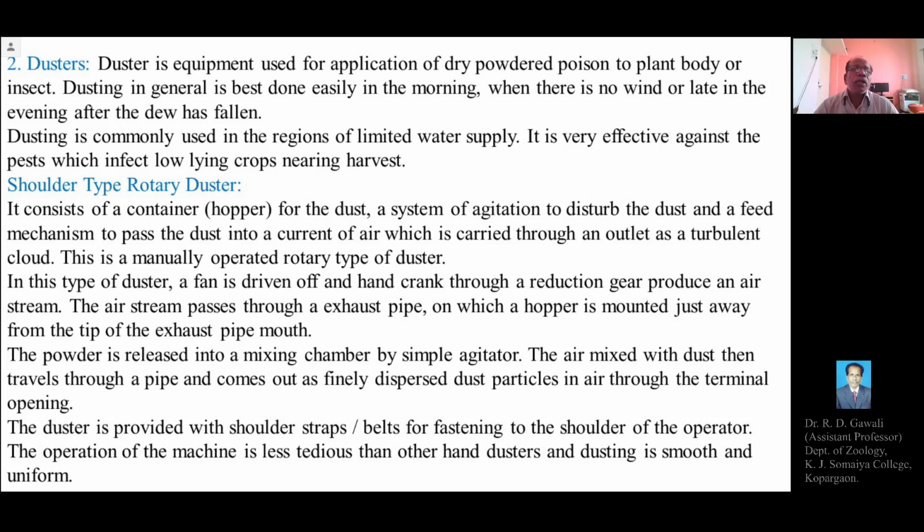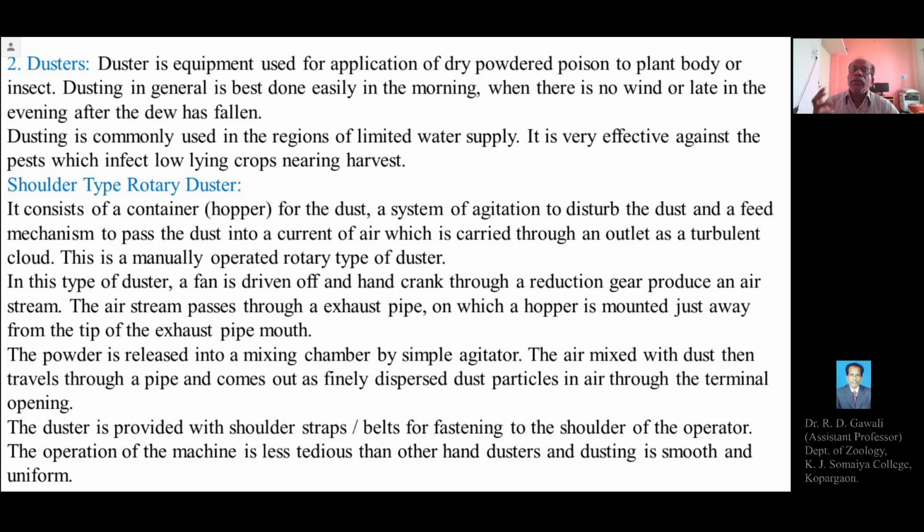Then we'll explain the shoulder type rotary duster. Dusters are of two types, that is the chest type rotary duster and the shoulder type rotary duster. In our syllabus, we have to study the shoulder type rotary duster. It consists of a container. It has a component called a container or a hopper, used for the storage of the dust or the powder pesticide.